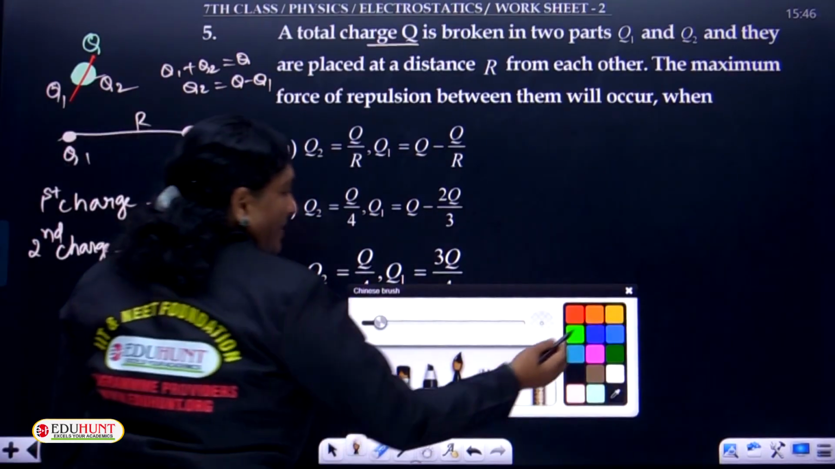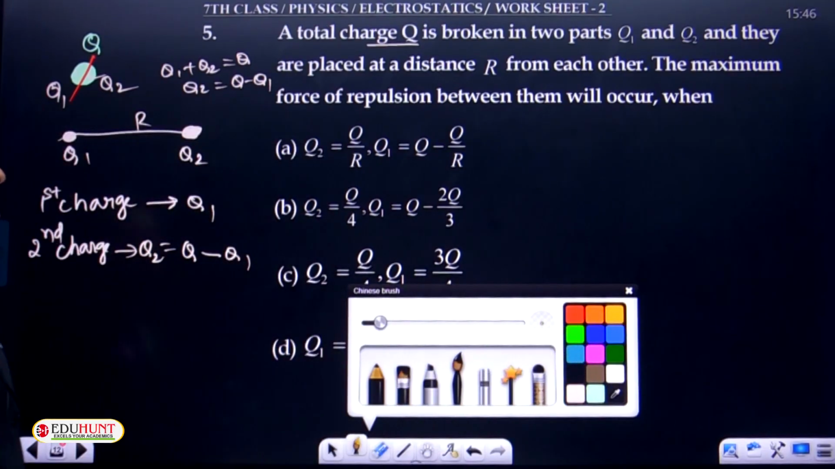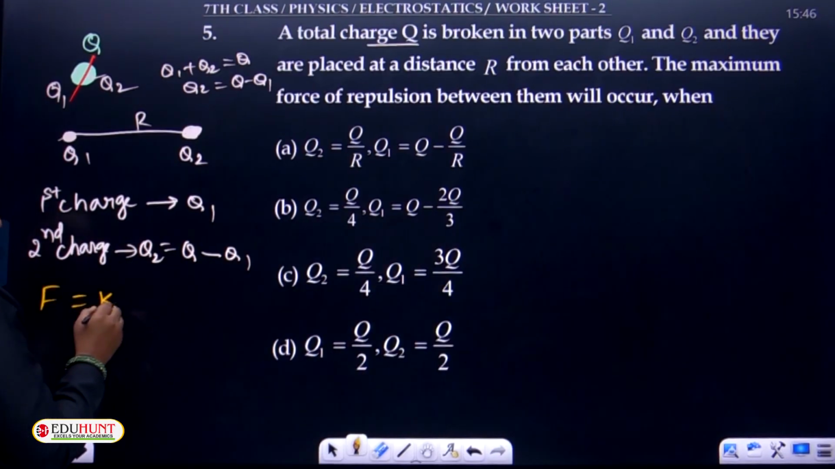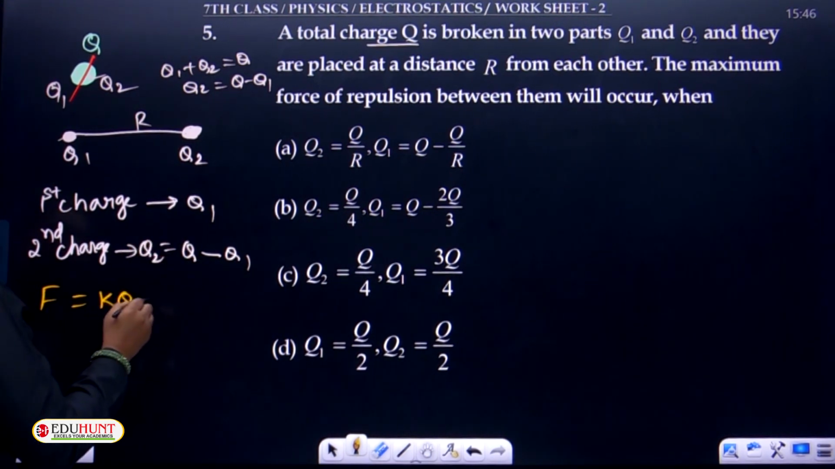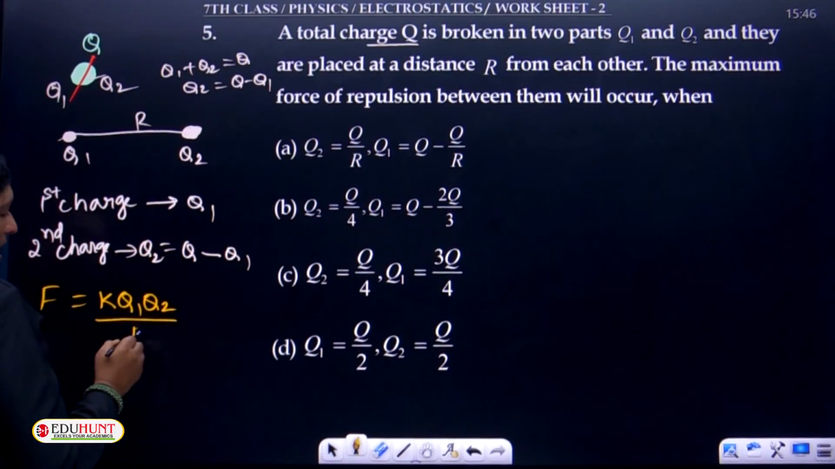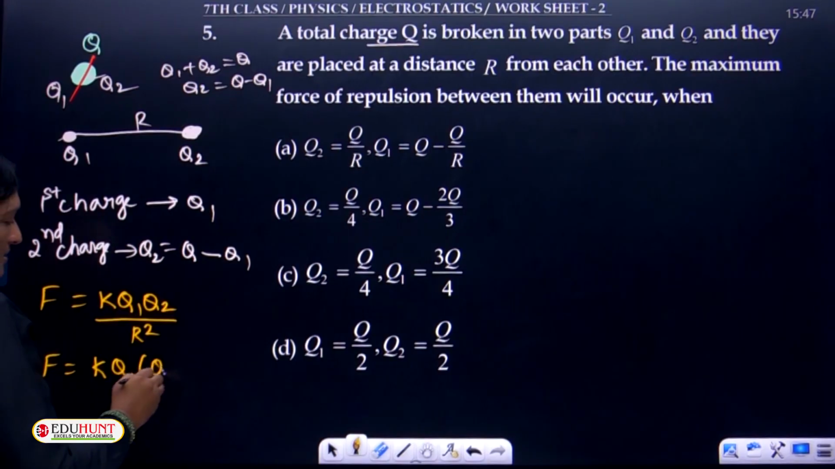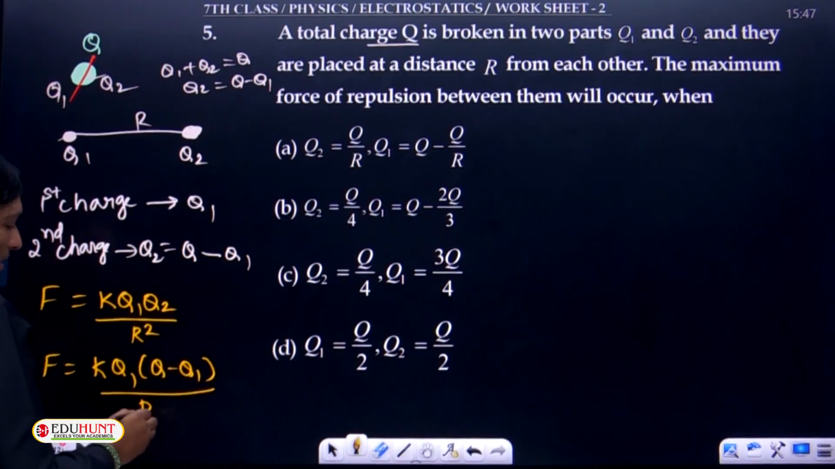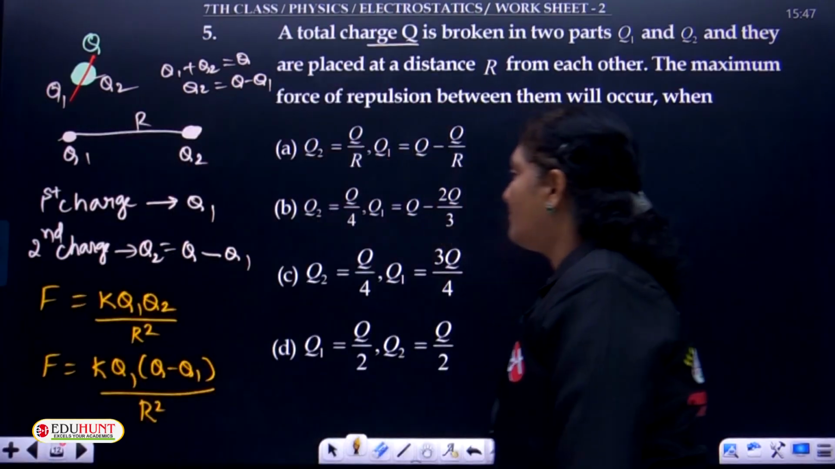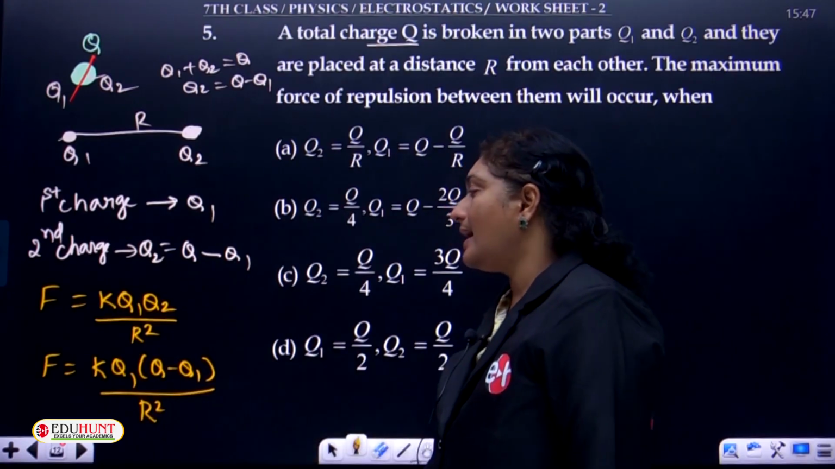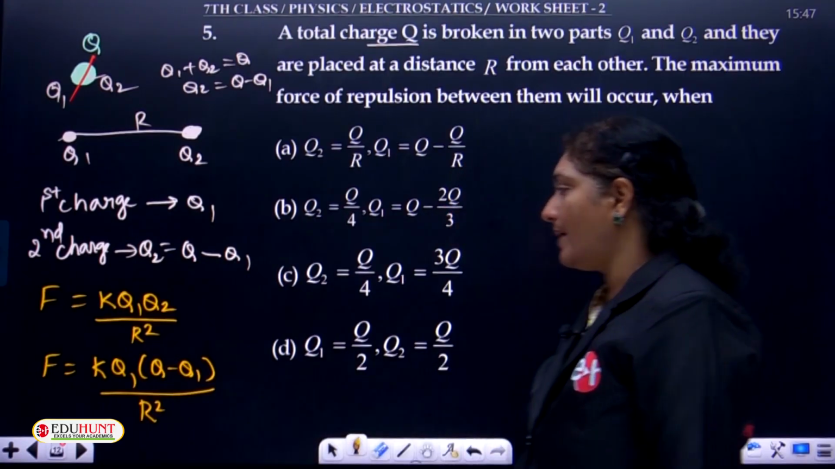So, now let us try to find out the force of repulsion between them. The force of repulsion between any two charges is given as K times the product of the two charges, the first charge q1, the second charge q2, upon the square of the distance, r square. Or F can be written as K times q1, and instead of q2 I named it as q minus q1, upon r square. No doubt, so the force of repulsion between the two charges q1 and q2 is also written as K times q1 times q minus q1 by r square.